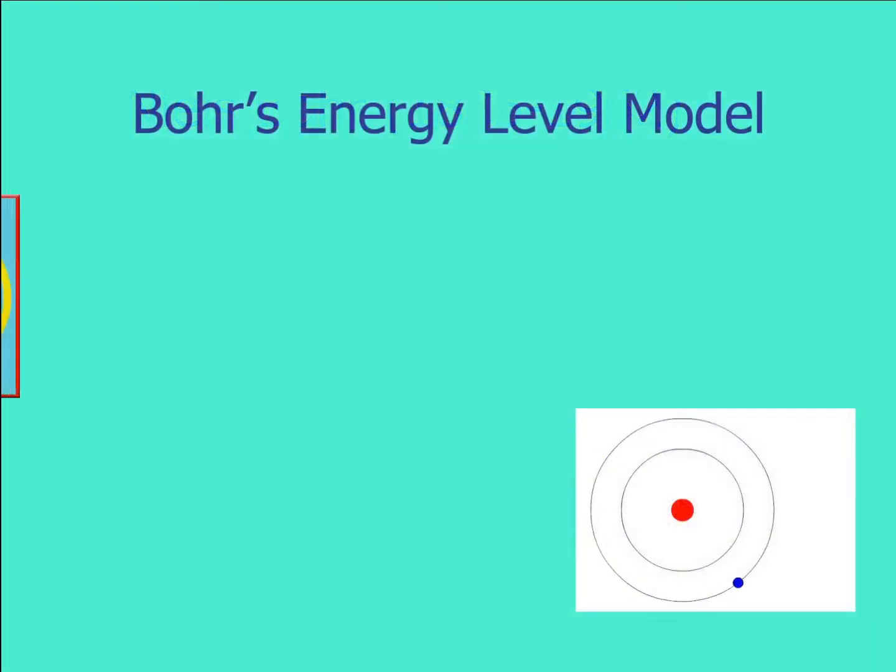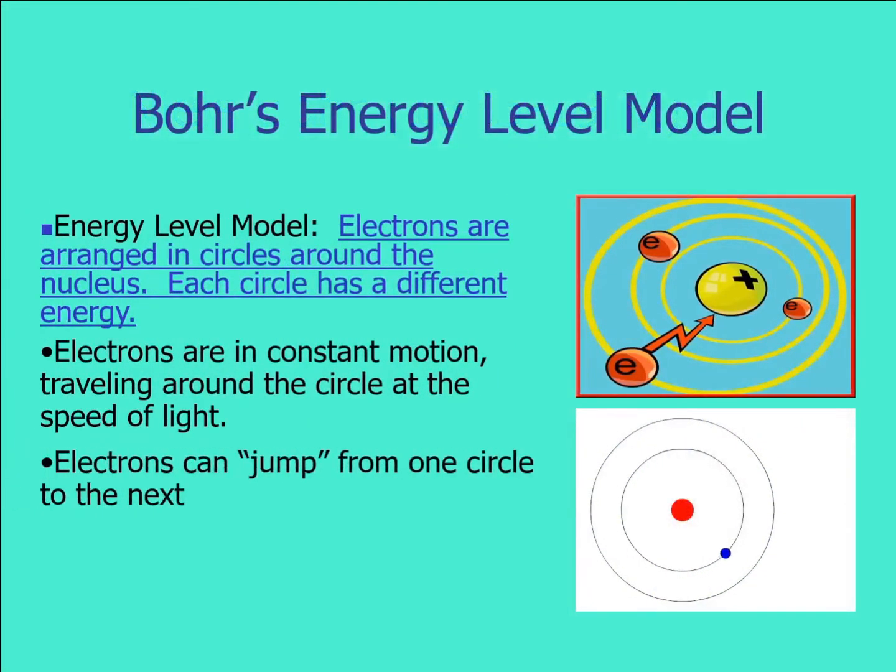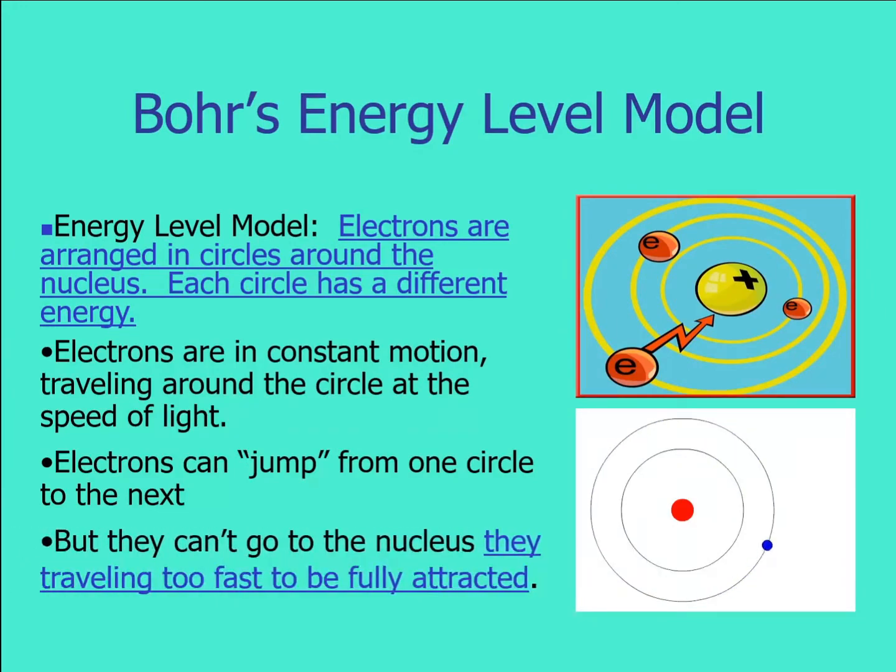Bohr energy level model. Energy level models say that electrons are arranged in circles around the nucleus. Each circle has a different energy. Electrons are in constant motion, traveling around the circle at great speed. Electrons can jump from one circle to the next, but they cannot go to the nucleus, because they are traveling too fast to fully interact.